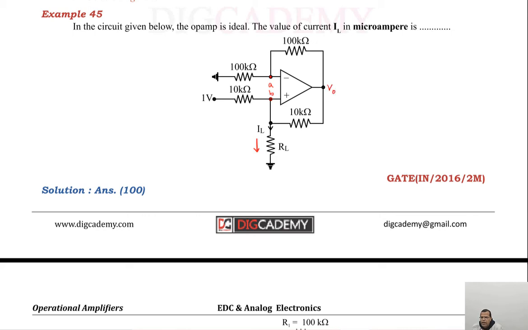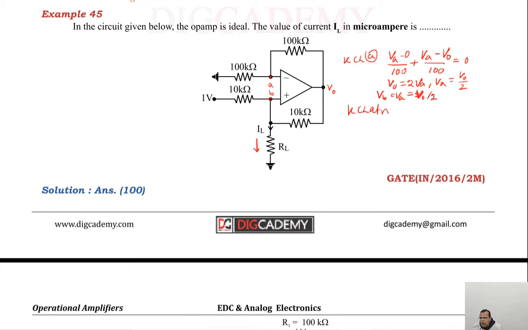If we apply KCL at node A, that gives (VA minus 0 volt) by 100 plus (VA minus V naught, the output voltage) by 100, in kilo ohms, equal to 0. So, this gives V naught equal to 2 VA, or we can say VA is V naught by 2. Now, see carefully. For an ideal op amp, VB is equal to VA, the voltage at the non-inverting terminal is the same as the voltage at the inverting terminal, and that must be equal to V naught by 2.